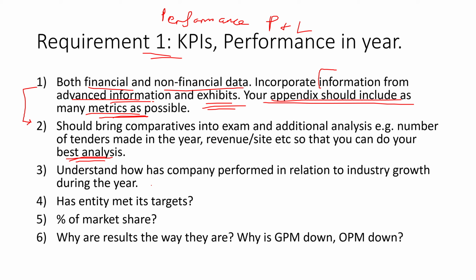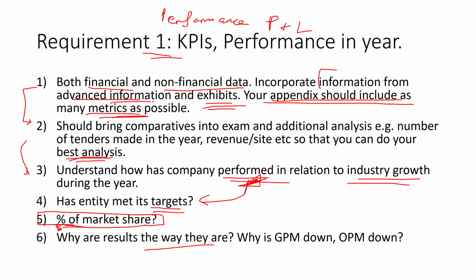Another thing to be aware of is that you should understand how the company has performed in relation to its industry, and how has the company performed in relation to its targets. Okay, because those are points that you can elaborate on in the exam. Another thing you can also understand is the percentage market share, if they give you this data. And basically it's all about understanding why the results are the way they are. Why is GPM down and why is OPM down?